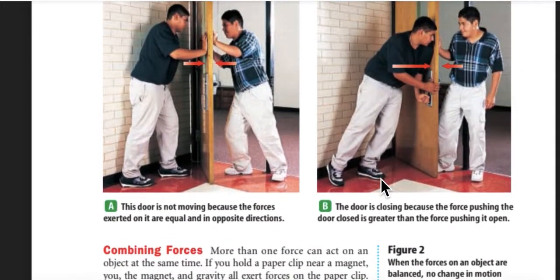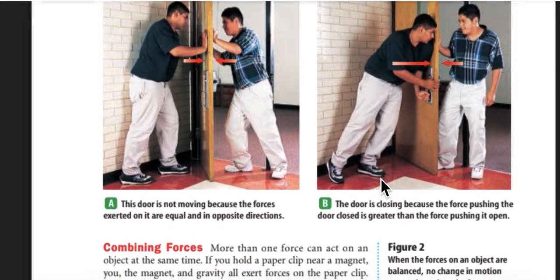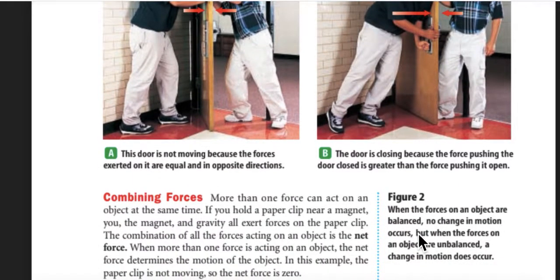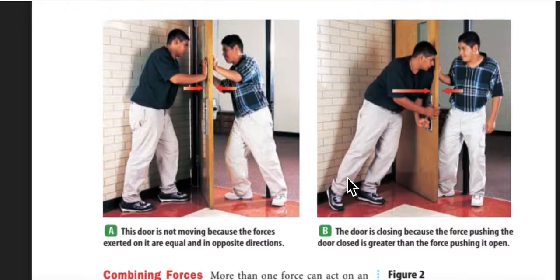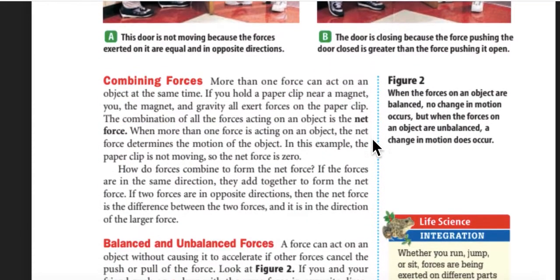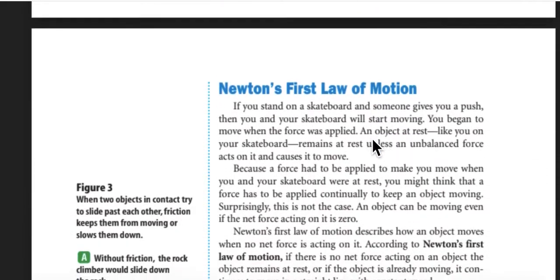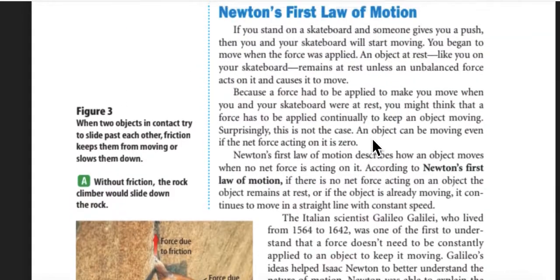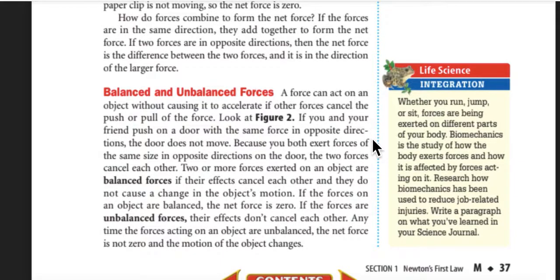So let's look at Figure 2 here. When the forces on an object are balanced, no change in the motion occurs, but when the forces on an object are unbalanced, a change in the motion does occur. Two students pushing on the door with equal forces here, no change in the motion of the door. Unequal, unbalanced forces here, a change in the motion of the door. This isn't to mean that a net force of 0 means an object isn't moving. It just means that the object isn't changing or accelerating.